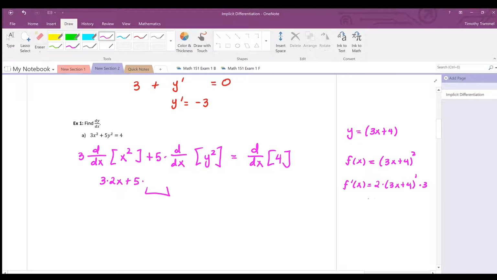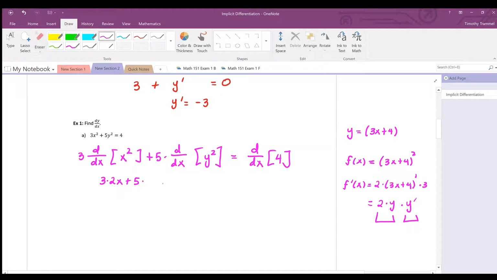Well, notice this 3x plus 4 was just equal to y. So we have 2 times y to the 1. And then this 3 here is just equivalent to y prime. And actually, I'm not going to put the 1 here so we don't get confused. Now, what you can see is that for y squared, we really just took the derivative like usual, and then we noted that y is some function of x, so we should multiply by the derivative of the inside, which is y prime of x.